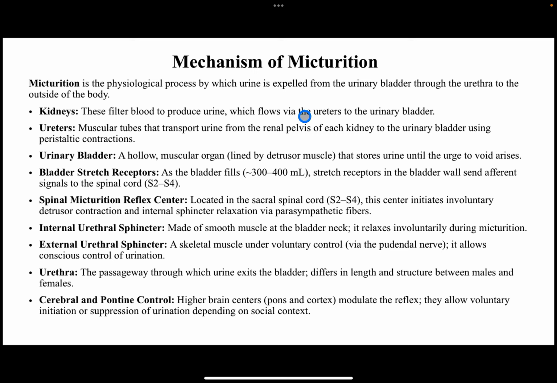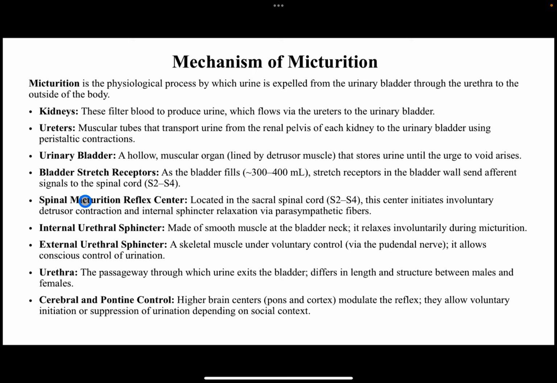Once it hits the urinary bladder, that is where the micturition process comes in. You remember we mentioned that the urinary bladder is a hollow muscular organ, dominated by the detrusor muscles. The detrusor muscle helps to store urine until the urge to void arises. Usually as the bladder fills to about 300 to 400 mL, stretch receptors in the bladder wall send afferent signals to the spinal cord, that is S2 to S4.